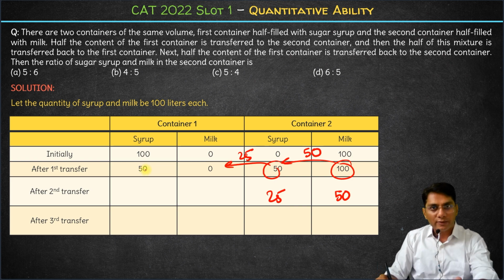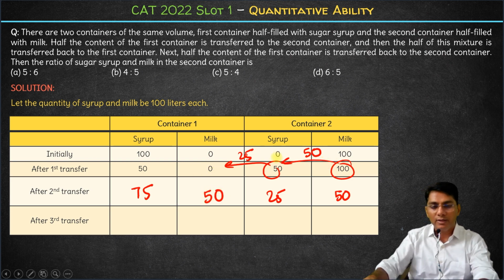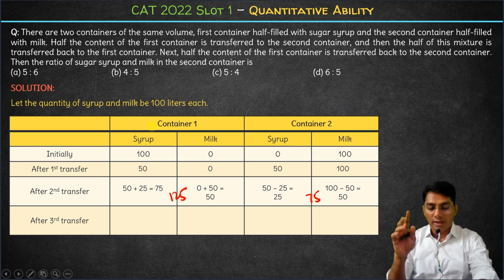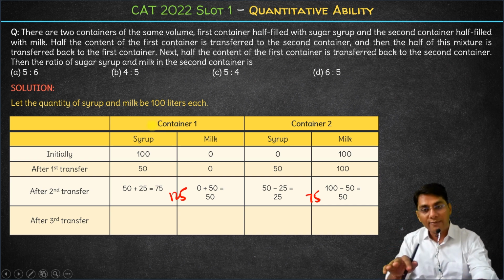Now here the total quantity of syrup will become 50 was there initially and 25 liters is being poured here. So this will become 75, and milk was 0 here and 50 liters is being transferred. So milk will become 0 plus 50, 50 liters. So this is the quantity of syrup and milk after the second transfer, right? So container 1 has a total of 75 plus 50, 125 liters and container 2 has a total of 25 plus 50, 75 liters.